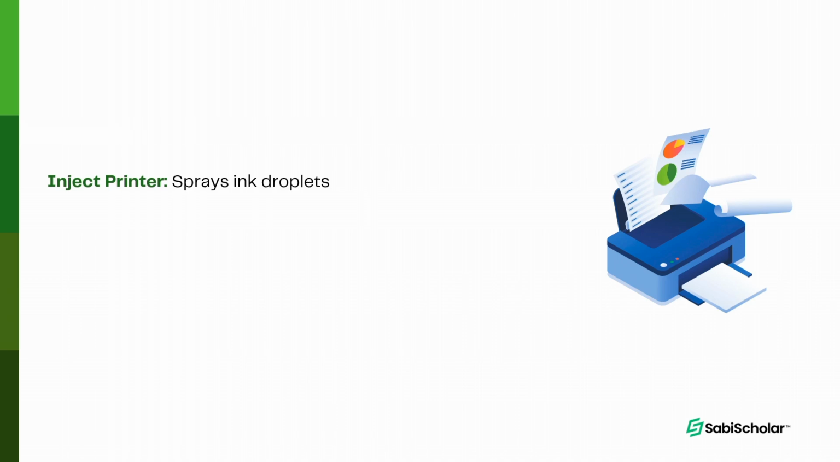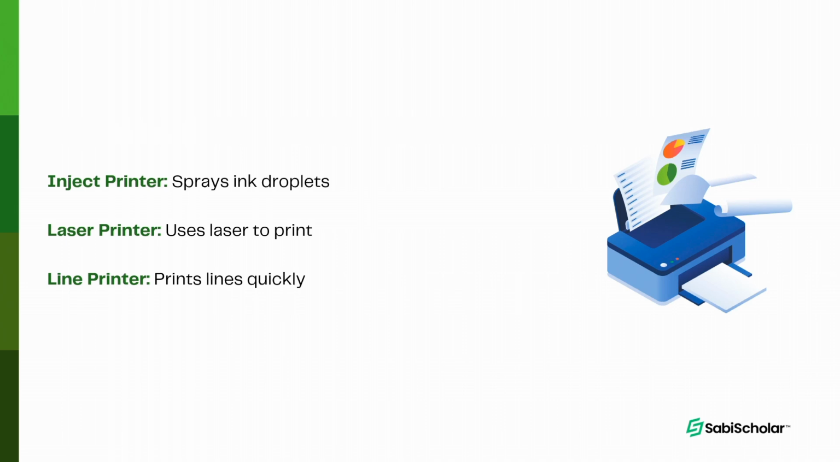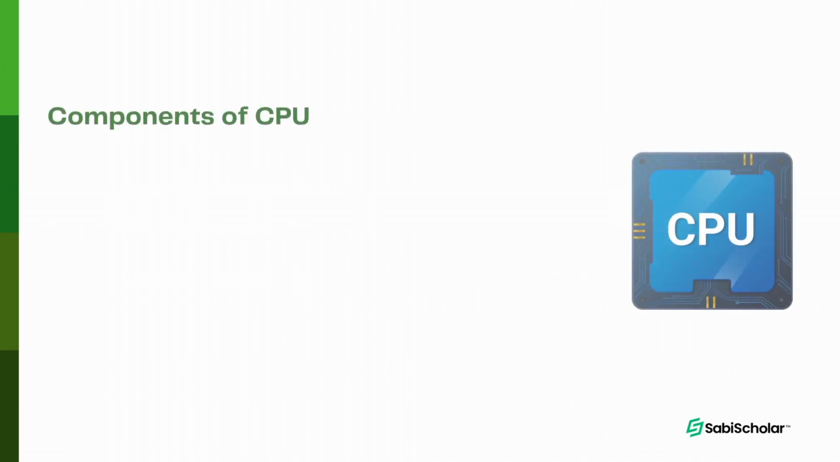We also have the laser printer. The laser printer uses lasers to print on a piece of paper or on any surface. It could be a canvas, it could be a banner. It usually uses lasers to do that. And then we have the line printers, which use lines to plot text, graphics, numbers or images on a piece of paper or a piece of canvas. Next thing we'll look at is components of the CPU.